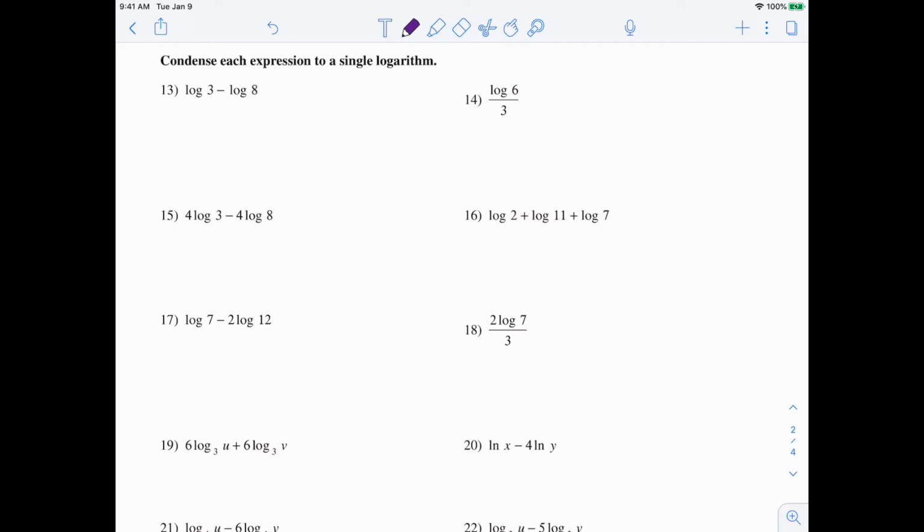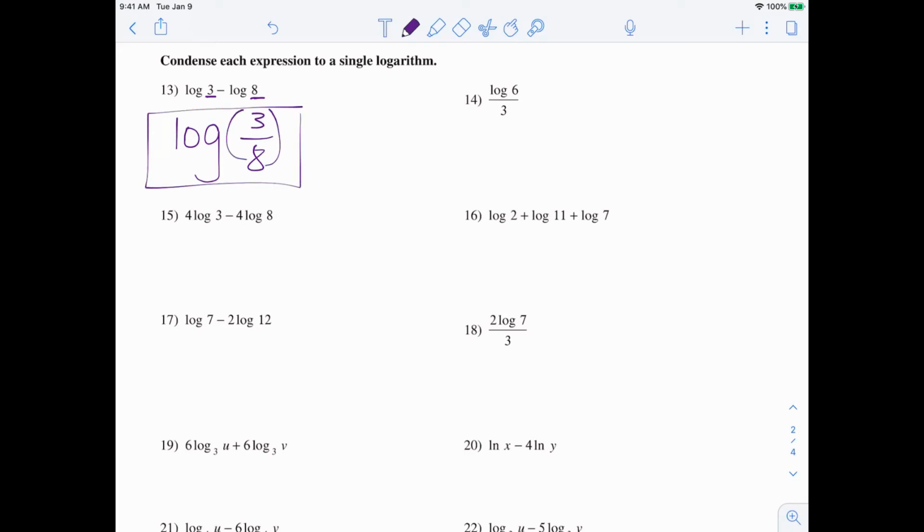So I'm going to start with number 13, which says the log of 3 minus the log of 8. Since I am subtracting, I'm going to end up dividing, and it's always what comes first goes on the top, what comes second goes in the denominator. So we end up with a single logarithm, so just log, and then I just divide the 3 and the 8. So it'll be the log of 3 over 8, and then that is my final answer.